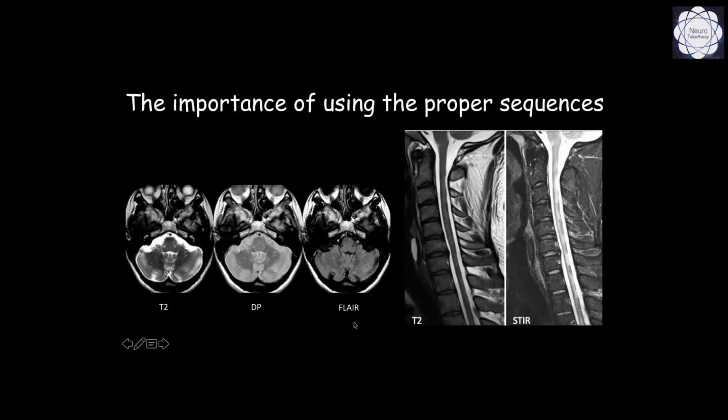If we have to rely on the spinal cord and posterior fossa lesions, we have to apply the proper sequences in the studies. For example, in the posterior fossa, we have to do this proton density sequence, which is much more sensitive than the T2 and especially than FLAIR, which is very useful at the supratentorial level. And if we want to see spinal cord lesions, as you know, we have to use STIR or proton density, which are more sensitive than T2.